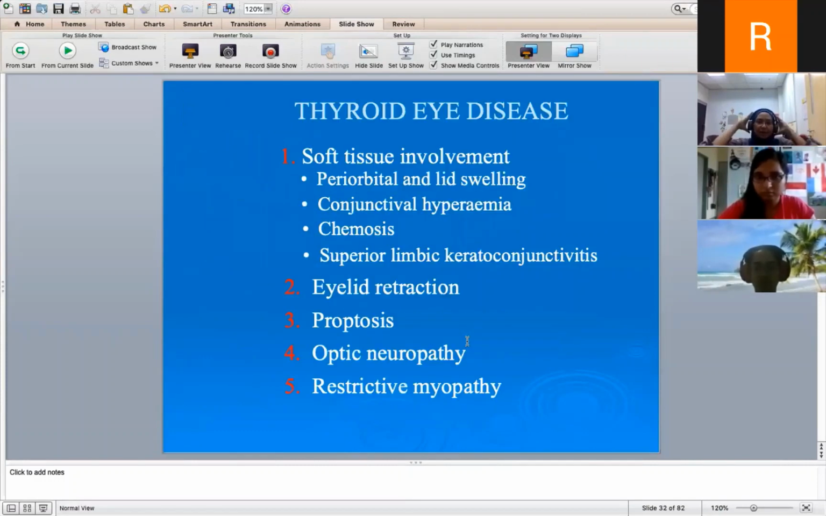Now, basically, this is what people describe when you see a patient with thyroid eye disease. They're talking about the soft tissue involvement, which causes the periorbital swelling, conjunctival hyperemia, chemosis. Okay, I'm going to mention one new word to you: superior limbic keratoconjunctivitis. Don't worry about this. We'll come back to the word later. Yeah, you have eyelid retraction, so everybody knows this. Proptosis. Remember, when there is swelling at the back of the eye, you have your optic nerve at the back. So there's always a risk of having optic neuropathy.